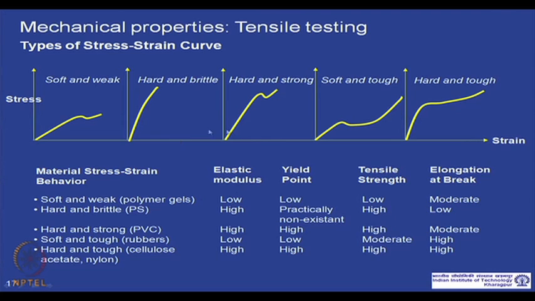I just showed one example on the last page of one type of stress strain curve, which captures all the possible deformation terminologies, but typically one particular polymer has one type of deformation behavior. For example, polymer gels have this type of soft and weak stress strain behavior.